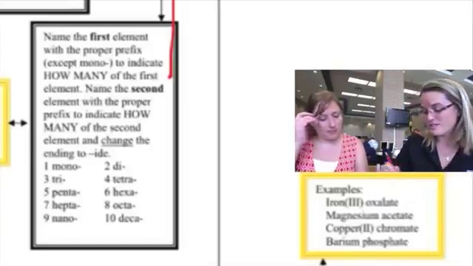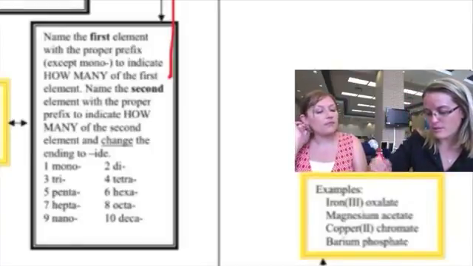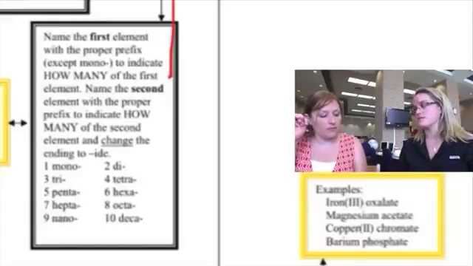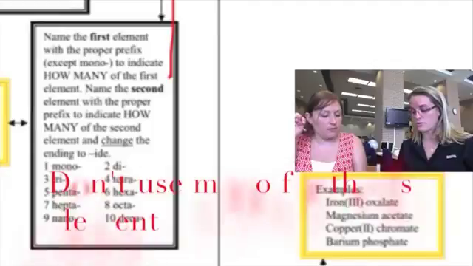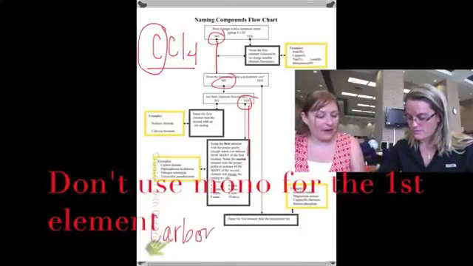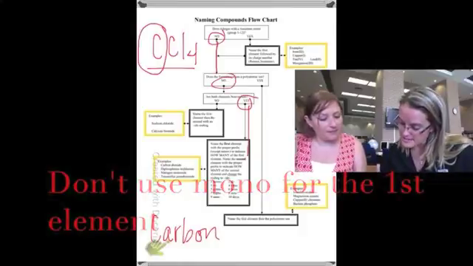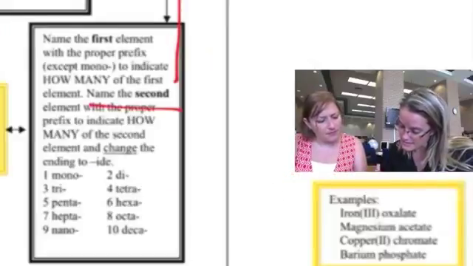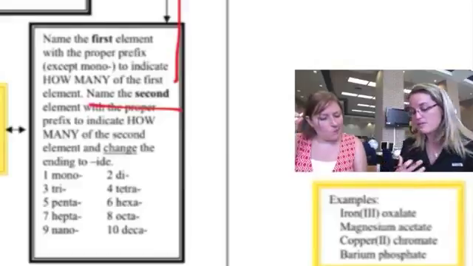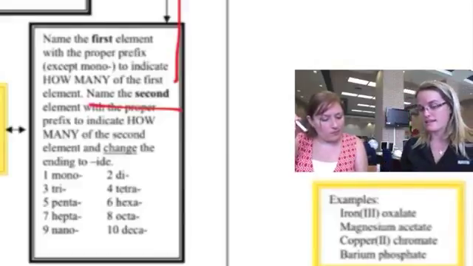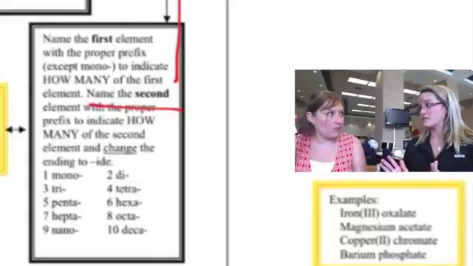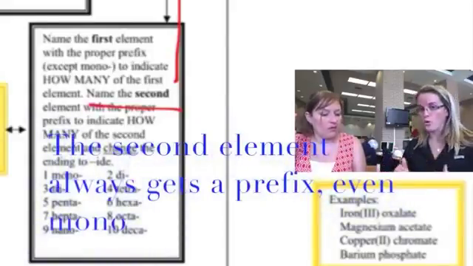So what we're really going to do is look at this first element that we have, and if we just have one, we're going to give it the name that it is off the periodic table. So C would be for? Carbon. So we'll write down carbon. Okay. And then it says, name the second element with the proper prefix for how many you have. So we're counting the atoms on here. Now, here's a rule for the second element. It always gets a prefix. No matter how many we have, it always gets a prefix.